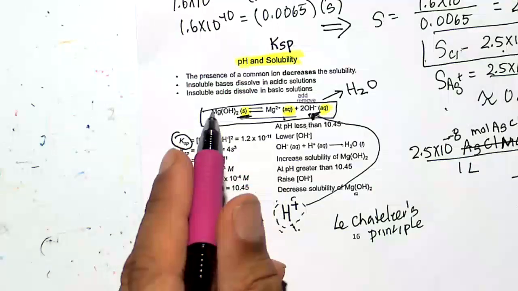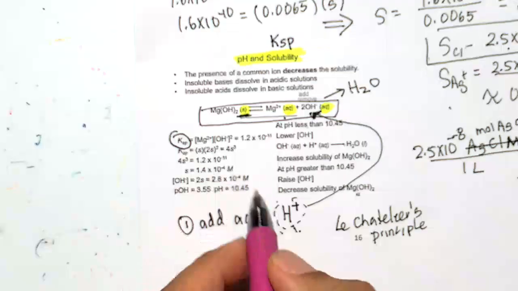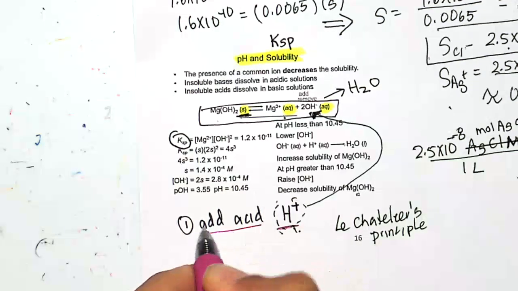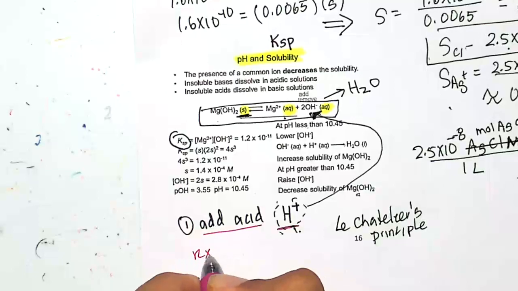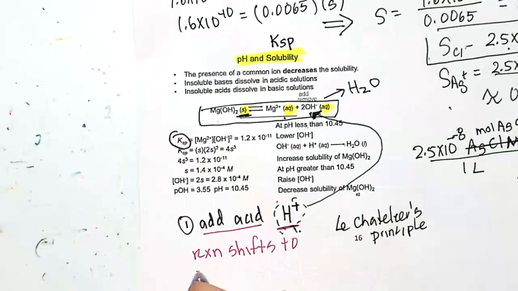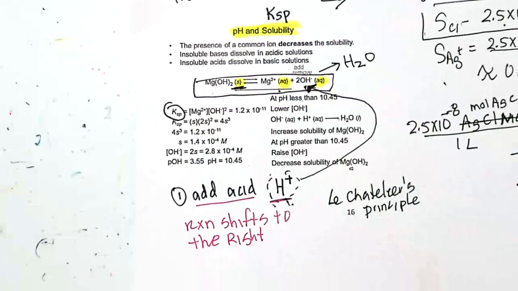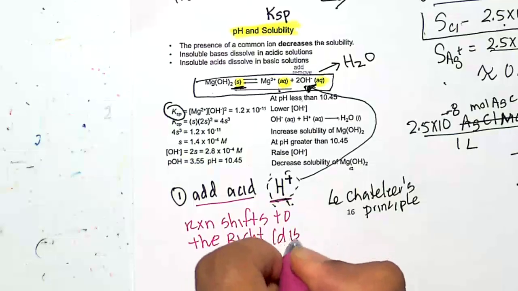So if you do not want magnesium hydroxide solid for whatever reason, what's a good way to get rid of it? Add acid. So the reaction shifts to the right. In essence, we are dissolving the solid.